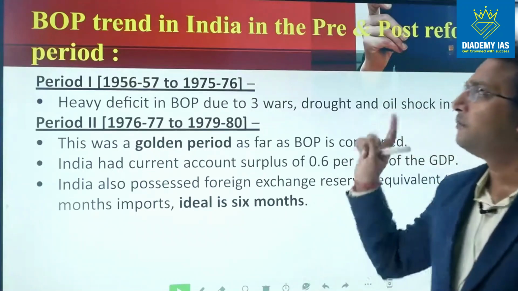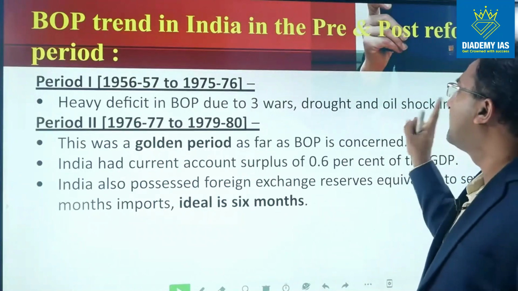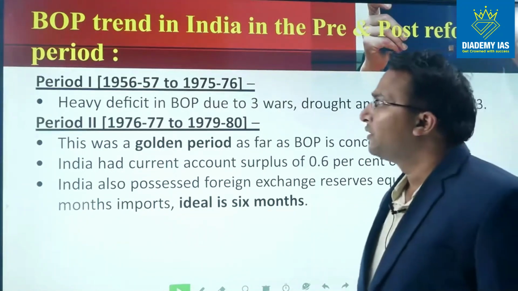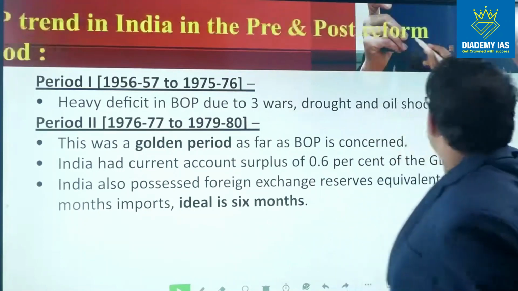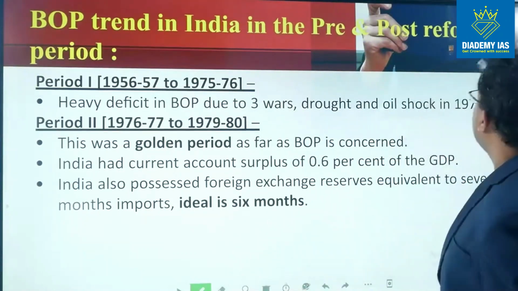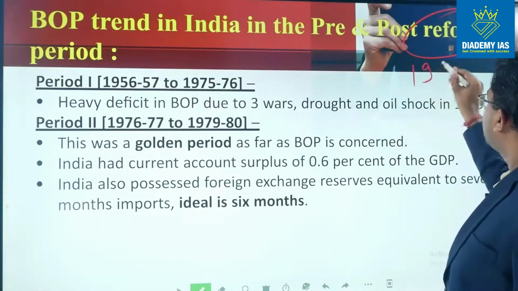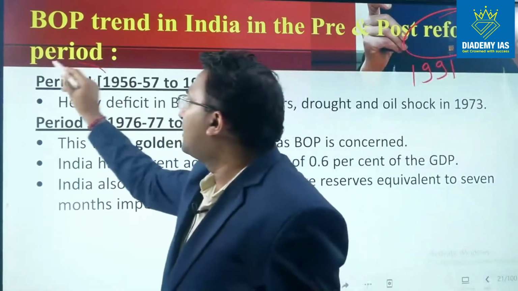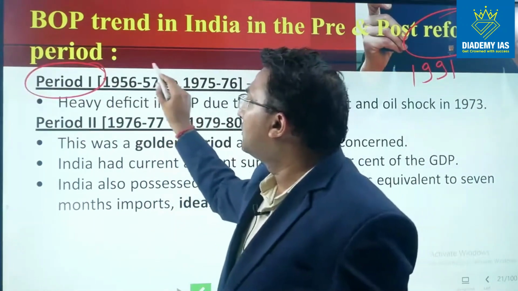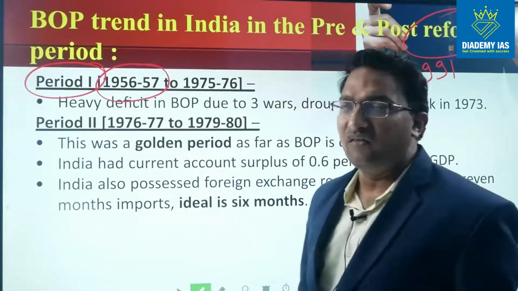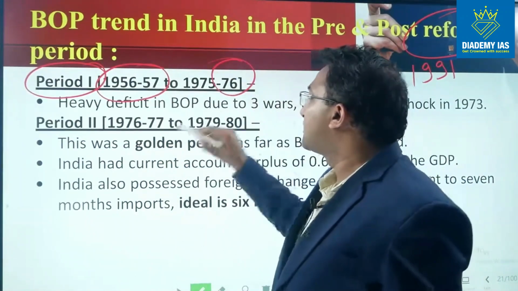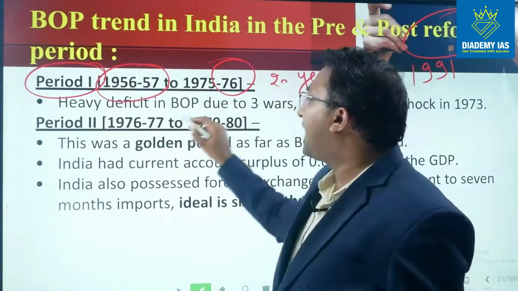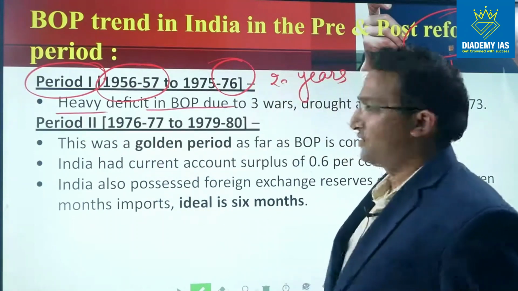Let us see the balance of payment trend in India in the pre and post reform period. Pre-reform period and post-reform period, right? So this reform period basically means the 1991. So when I say reform, it means the 1991, before 1991 and after 1991. So the period 1 starting from the second 5-year plan 1956 till the 1976. So this period of 20 years, during this period of 20 years, we had the heavy amount of BOP deficit.